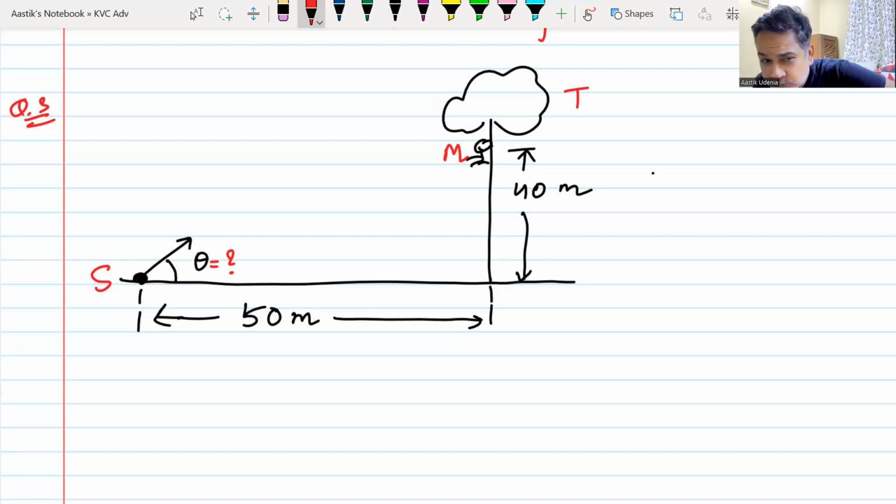Tan inverse of 4 by 5. Tan inverse of 4 by 5. That is correct. My tan theta should be equal to 4 by 5. Or in short, it is very simple. If initially I aim towards the monkey, and then I have to probably change the direction of this.